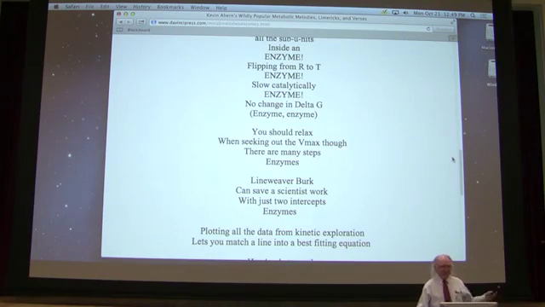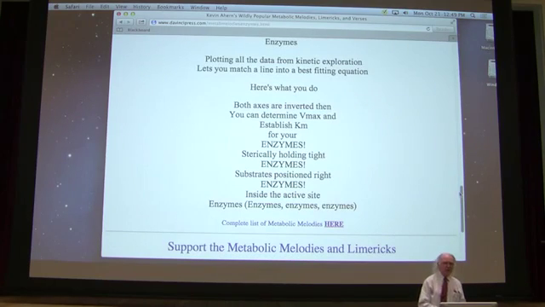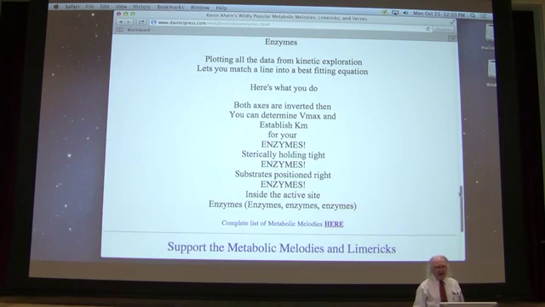You should relax when seeking out the Vmax, though there are many steps. Enzymes, Lineweaver-Burk can save a scientist's work with just 2 intercepts. Enzymes, plotting all the data from kinetic exploration lets you match a line into a best-fitting equation. Here's what you do. Both axes are inverted, then you can determine Vmax and establish Km for your enzymes. Sterically holding tight, enzymes. Substrates positioned right, enzymes. Inside the active site, enzymes, enzymes.